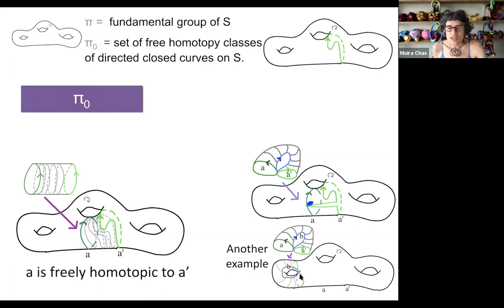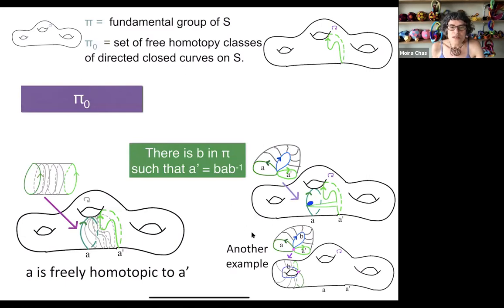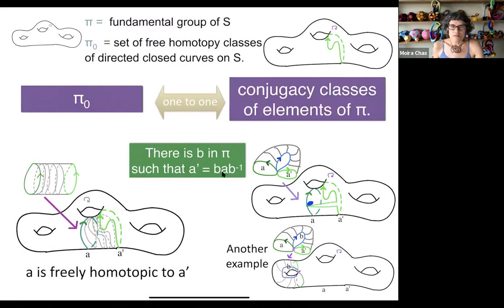So this suggests that if my curves have a base point, which of course I said they don't, but let's just take curves passing through certain points, you can see that when two curves are freely homotopic, say A and A prime, there's another element that conjugates them. And in fact, this can be written carefully, and you have that this set that we're studying is in one-to-one correspondence with the conjugacy classes of the elements of the fundamental group.